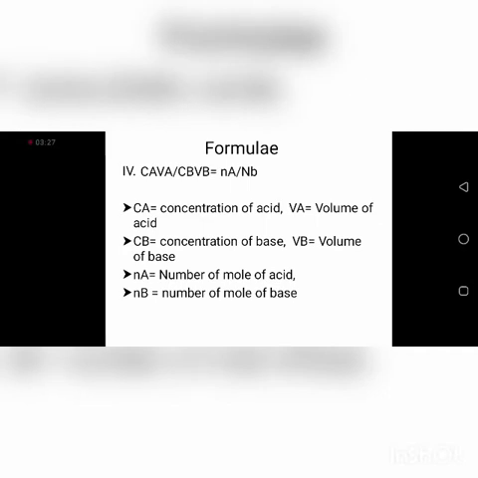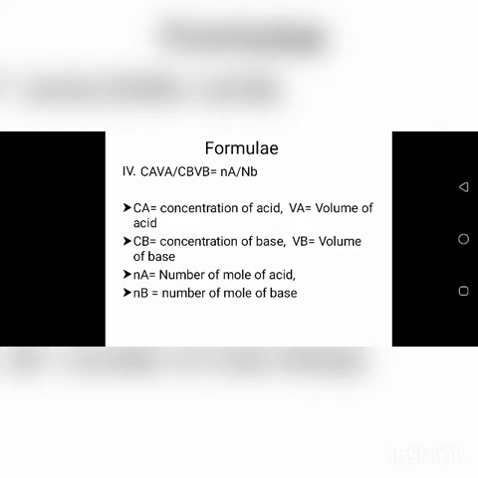So having understood that, the formula still continues. In a titration, the standard formula to be used is CAVA divided by CBVB is equal to NA over NB. What do these parameters mean? CA is the concentration of acid. I have told you you are going to be given two solutions. A will be acid, B will be base. So CA means concentration of acid in mole per dm³. VA means volume of acid, and CB is concentration of base in mole per dm³. VB is volume of base in cm³.